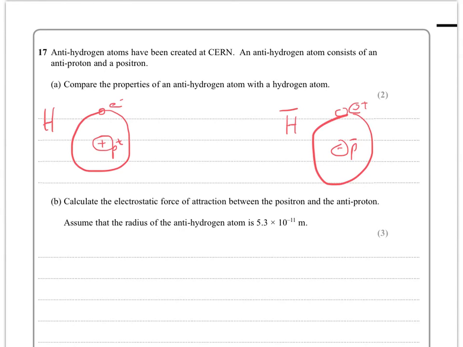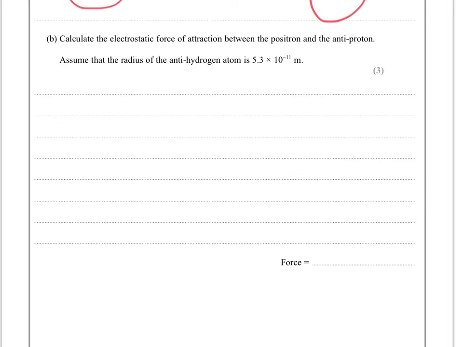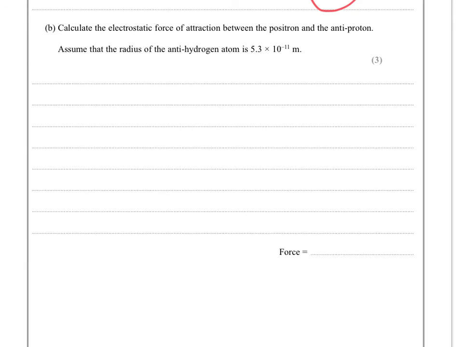So because the particles on one side are the antiparticles of the other, the masses are going to be identical, but the charge behaviors are going to be all opposites. Part B, calculate the electrostatic force of attraction between the positron and the antiproton. Assume that the radius of the antihydrogen is 5.3 times 10 to the minus 11.